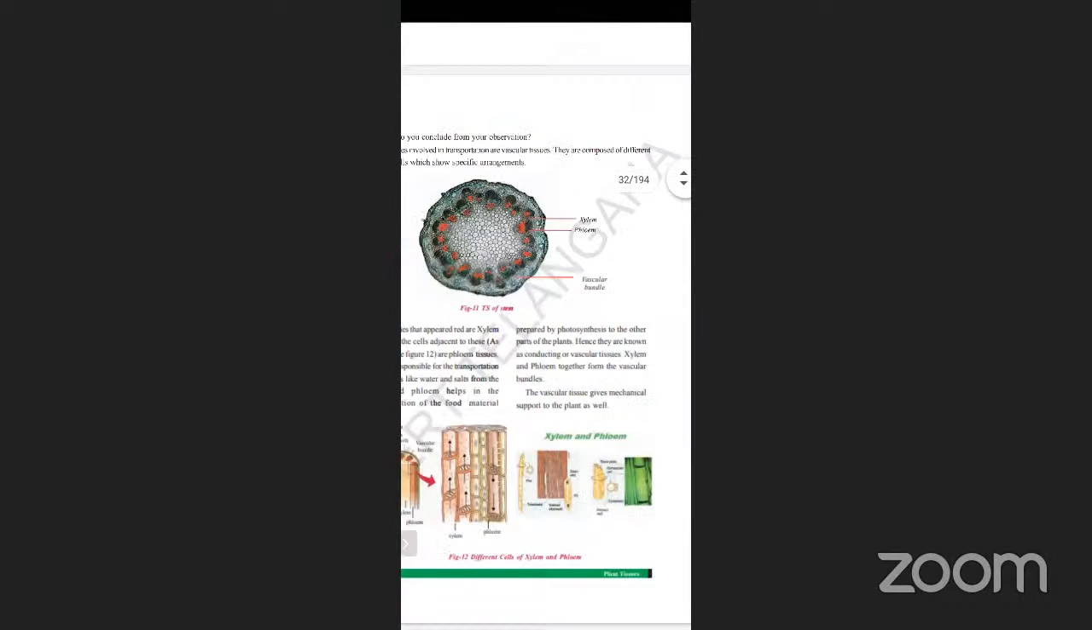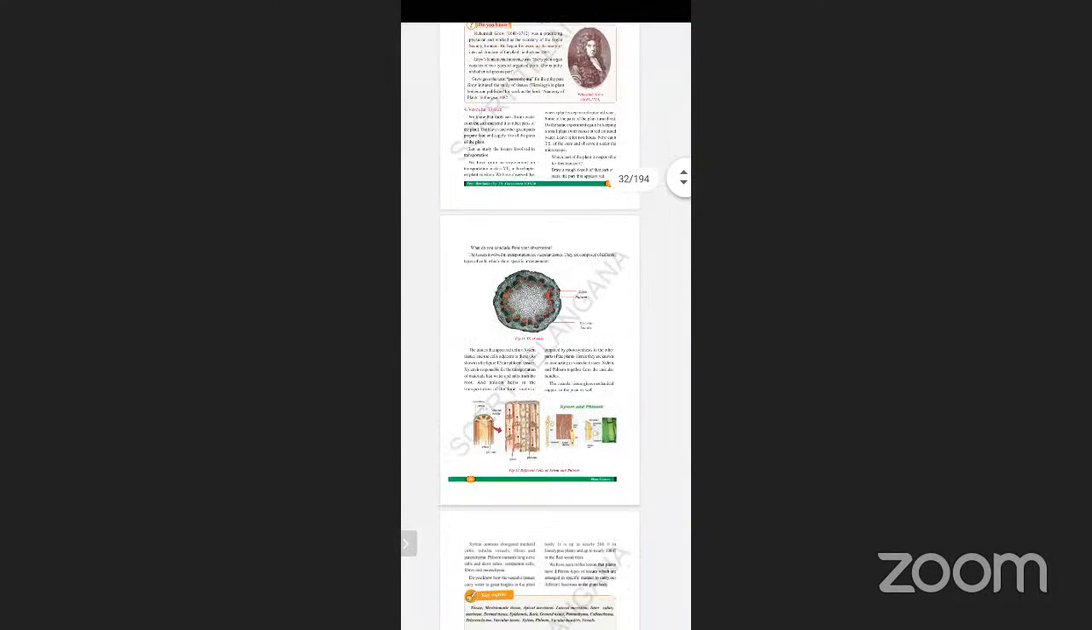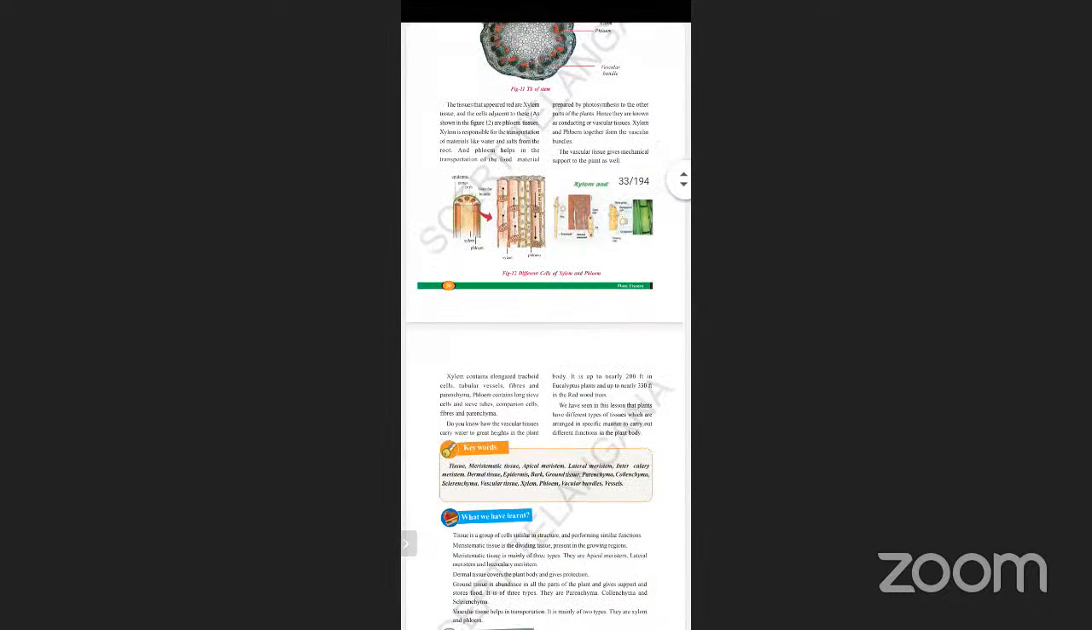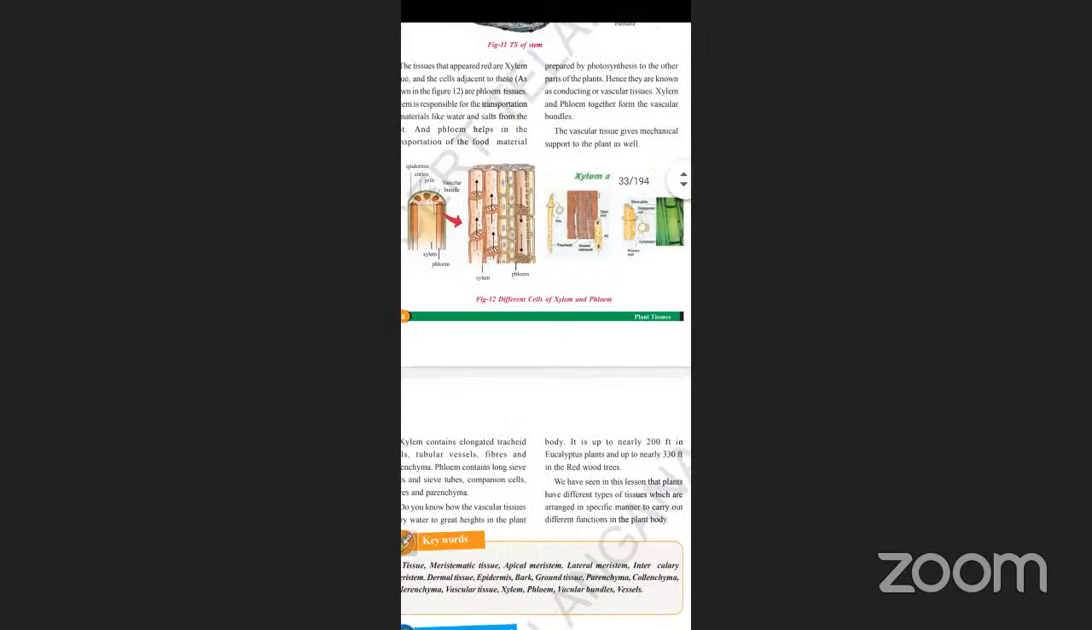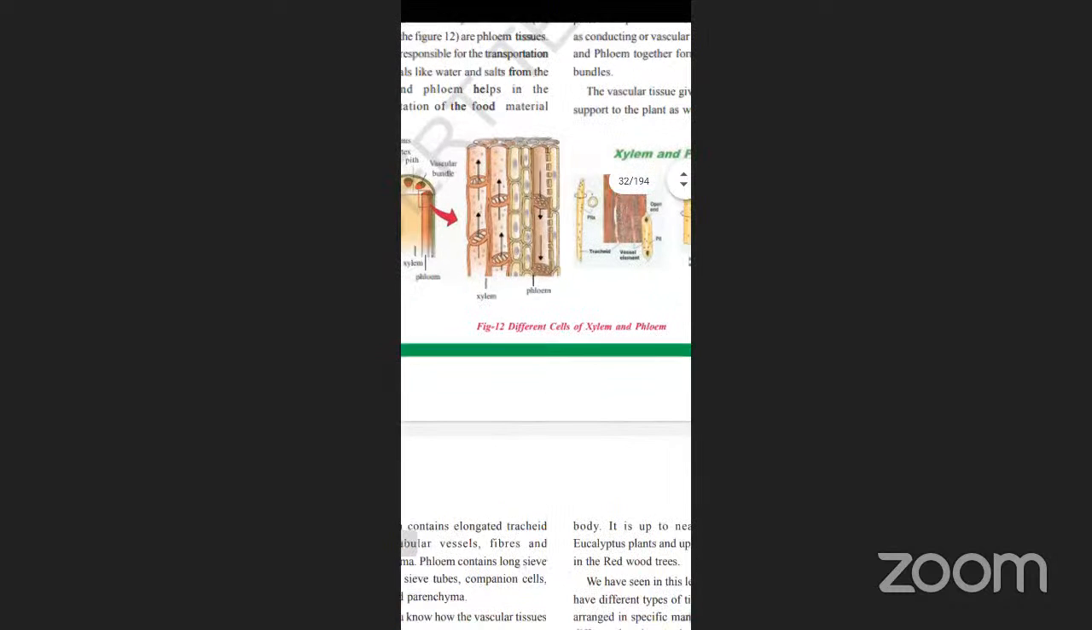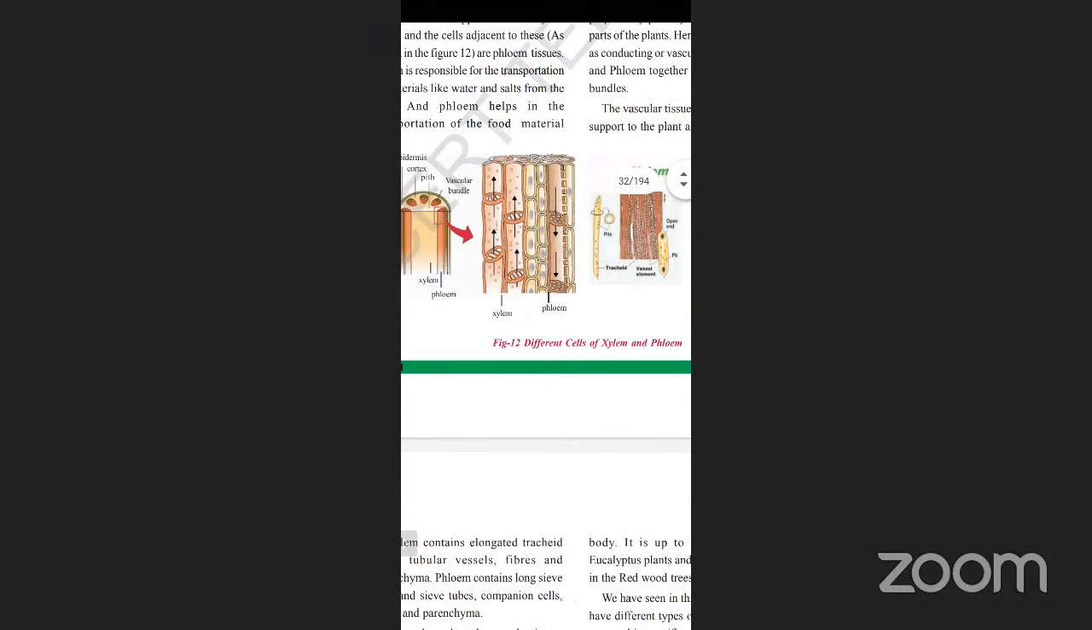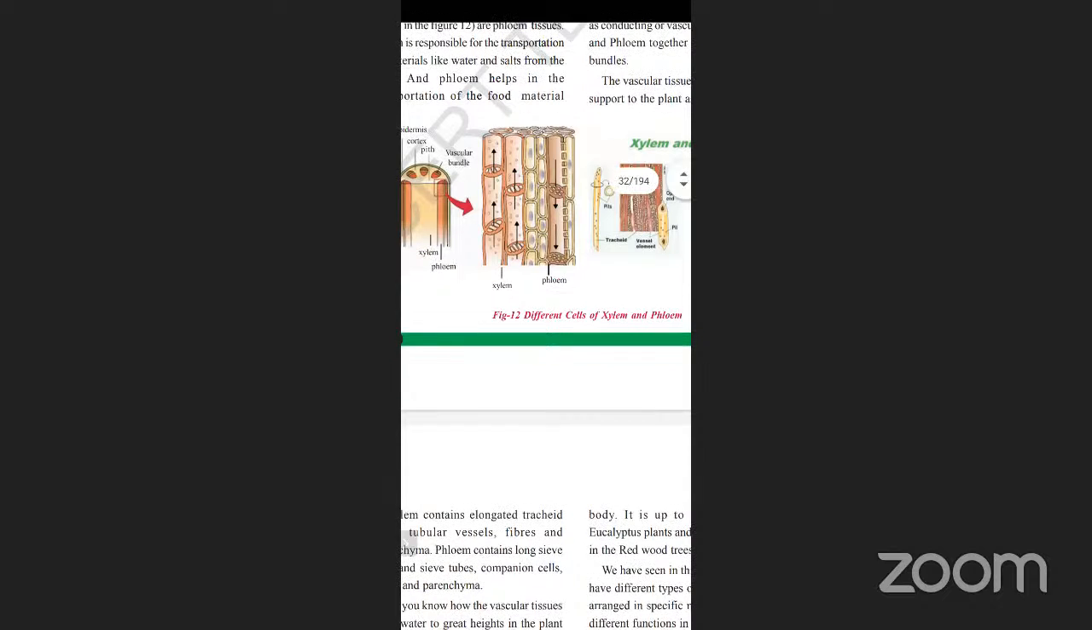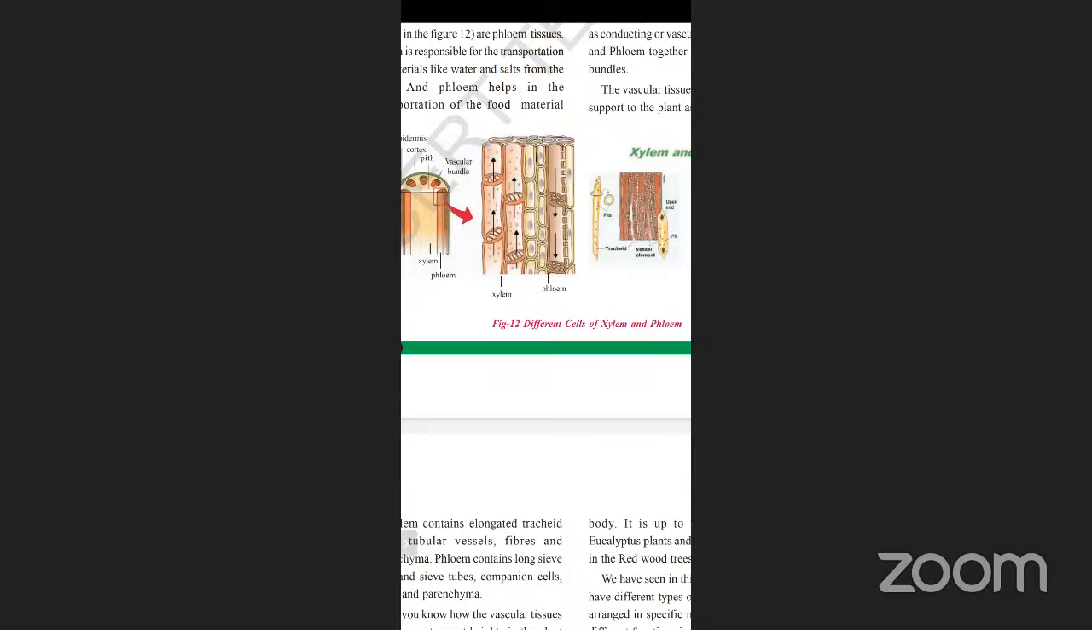See children, here different cells of xylem and phloem are also given clearly. See here, xylem adjacent cells are phloem. Xylem is responsible for transportation of water, minerals, salts. And phloem is responsible for food. Just remember that phloem, food. Phloem is responsible for transportation of food material.